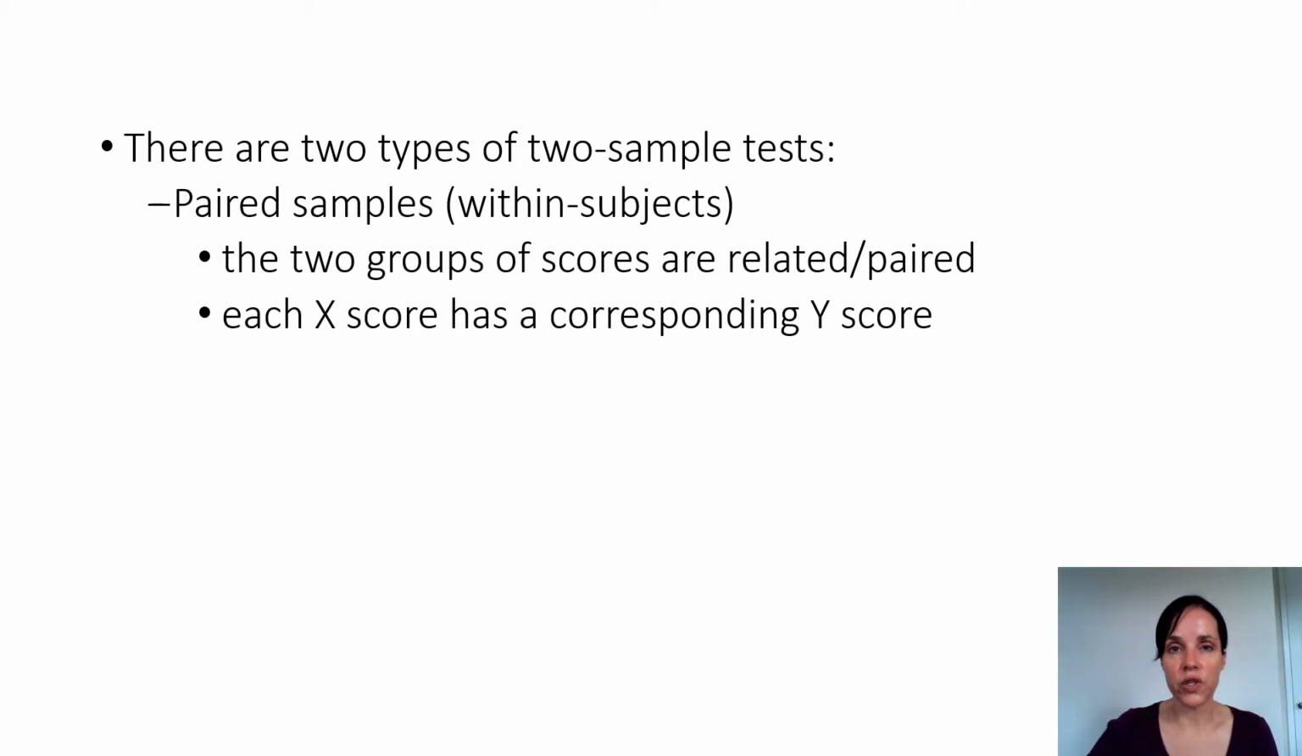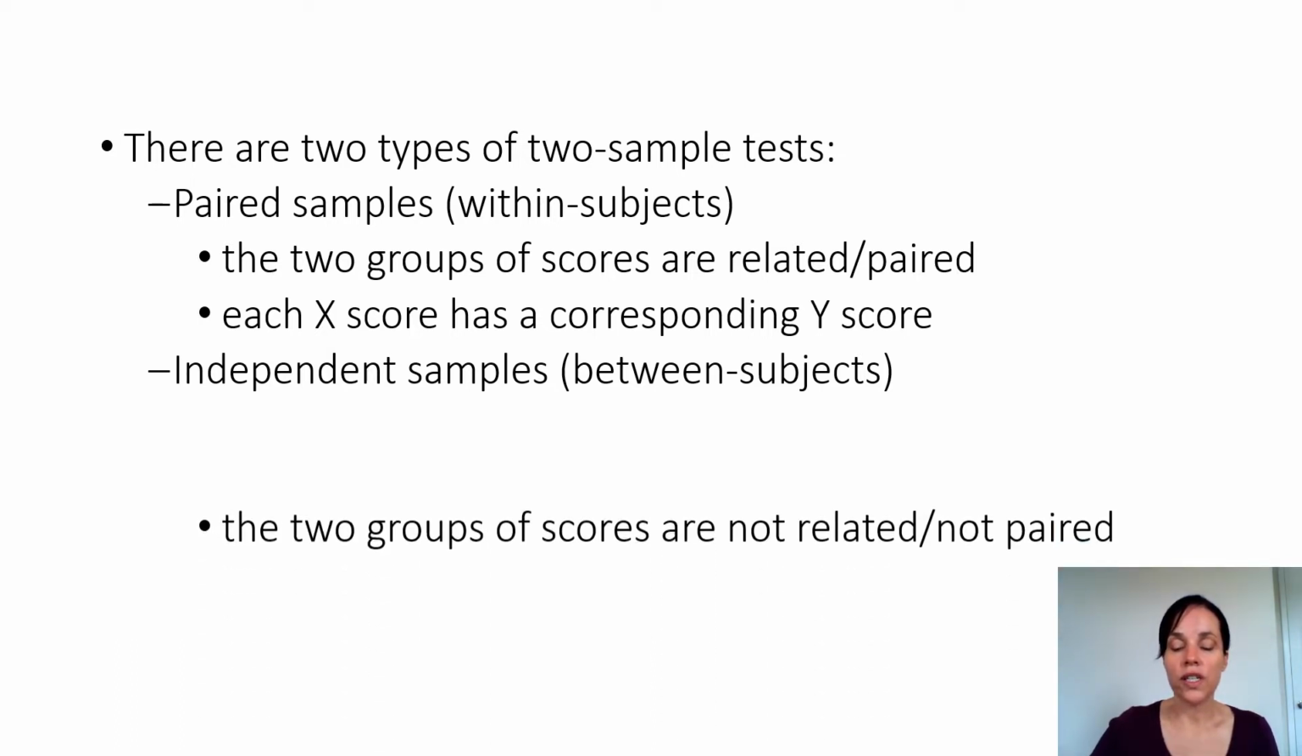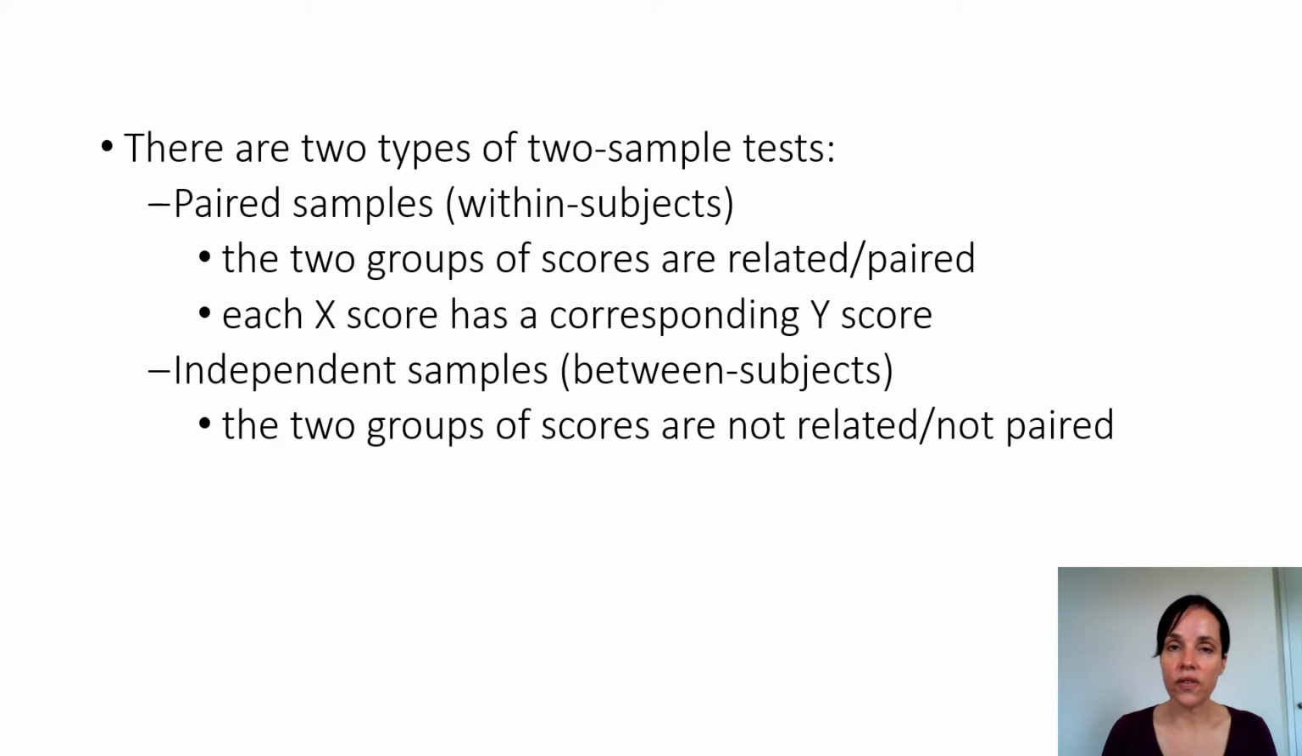The second type of a two sample test is called an independent samples test. So again, when you move on to research methods next semester, you might hear this referred to as a between subjects design. When you're dealing with an independent samples test, you have two groups of scores, but the scores in the two groups aren't related to one another. There is no pairing of scores between the first group and the second group. So in a paired samples test, you have pairs of X and Y scores. In an independent samples test, you have two groups of scores that aren't related, aren't paired.